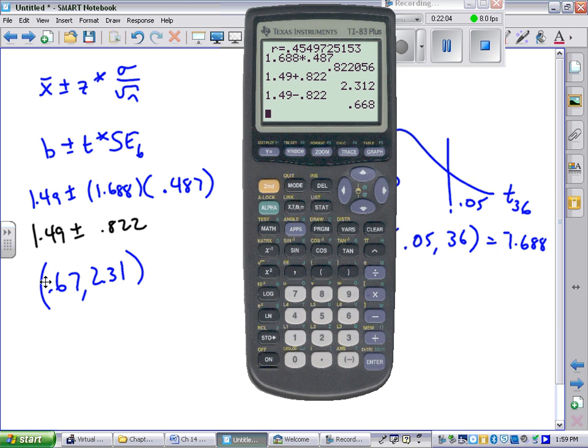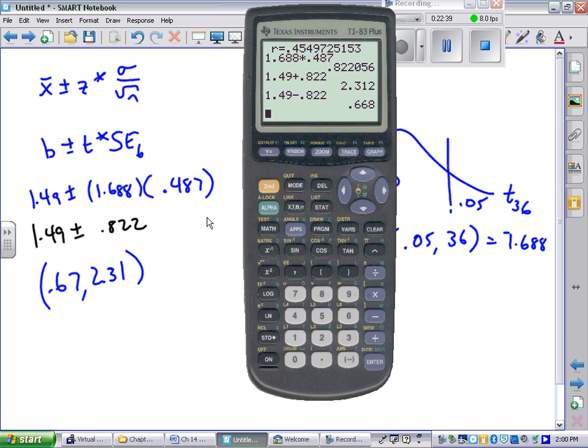Or I'm 90% sure that the true slope is in here. Or I'm 90% sure that the true slope of the regression line between crying and IQ is in here. Now, all that's good. I personally like to say it something more like this, though. I'm 90% sure that for each additional cry, we can expect to see an average increase in IQ of somewhere between 0.67 and 2.31 points. I like that sentence, probably the best.